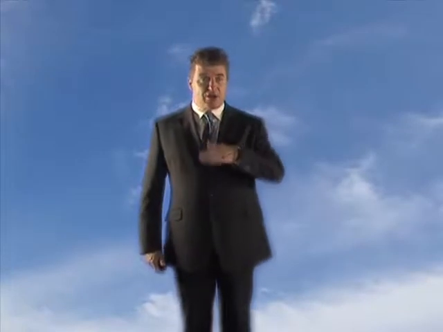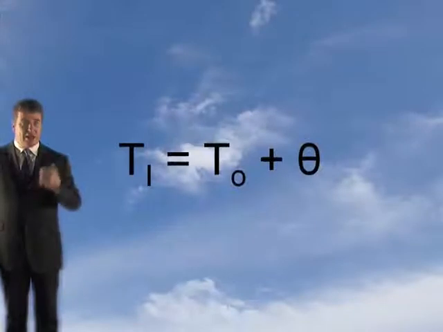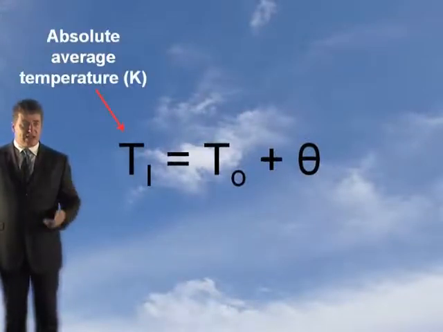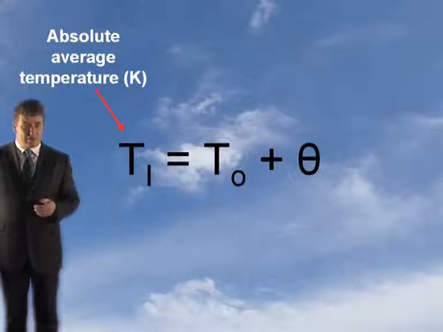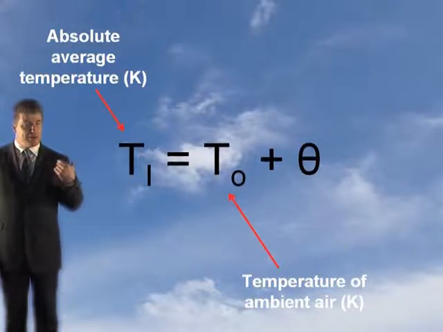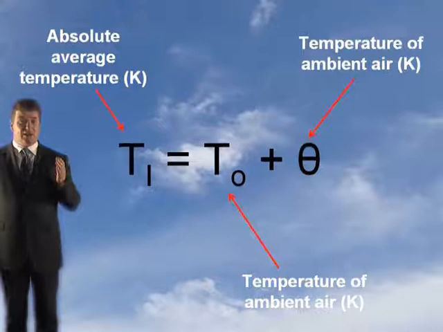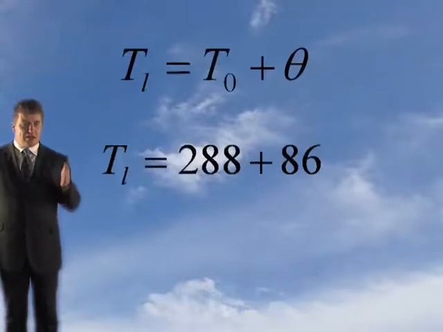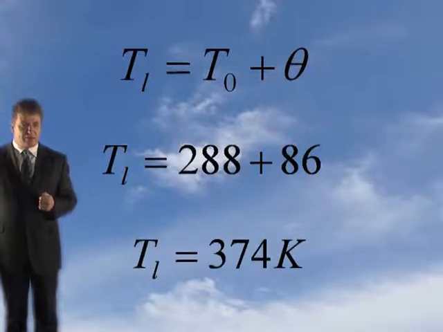That's the temperature increase, but you need to know now the absolute average temperature of the smoke layer using this formula here. TL equals TO plus theta, where your TL is your absolute average temperature of your smoke, TO is your temperature of ambient air, and your theta is your actual temperature increase. Put them in, you'd have got a TL of 374 degrees Kelvin. So we know how much smoke we've got and we know how hot it is. Now we need to know how we're going to start to extract this smoke.